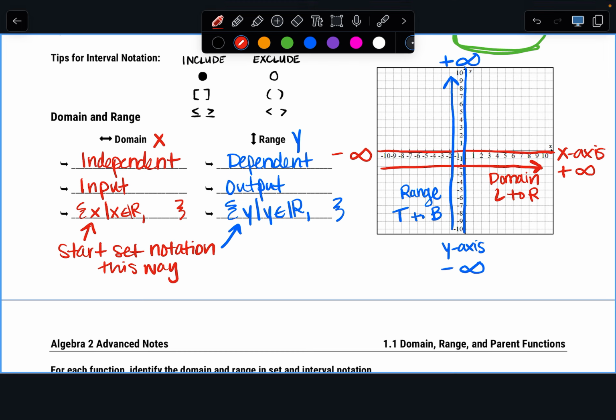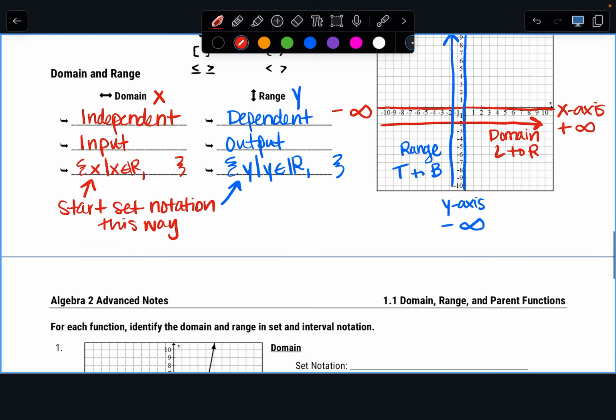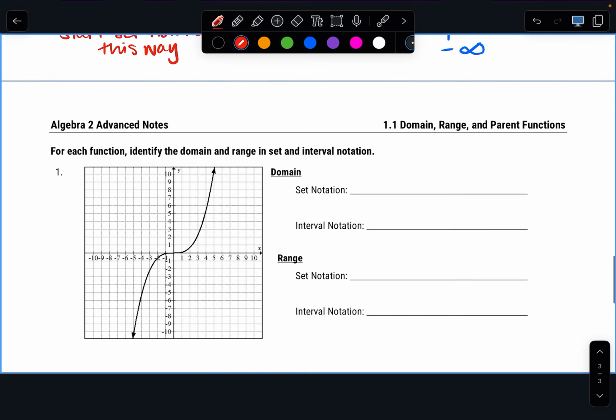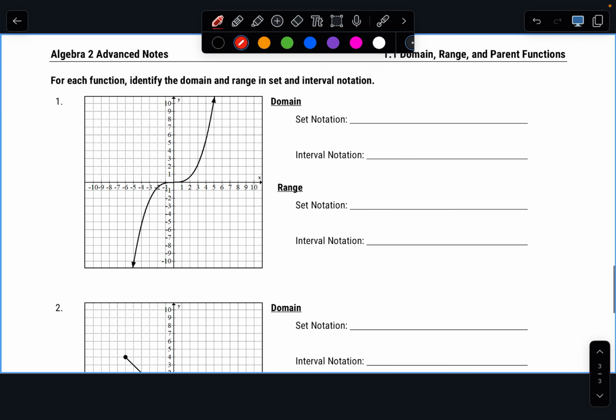So taking inequality, just beefing it up a little bit for set. Let's go ahead and go to the back. We've got a graph. This graph is what you'll learn a little bit later today is a parent function. This graph is a cubic parent function. It has a couple of different transformations on it, but it is a parent function similar to your quadratic.